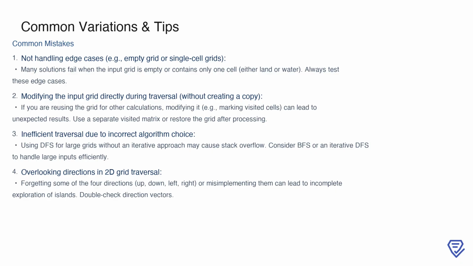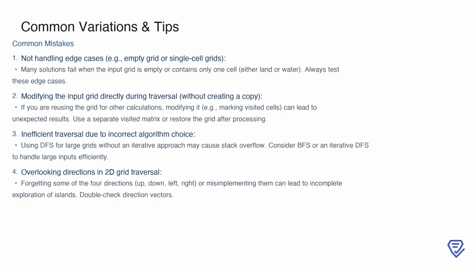Another frequent issue is modifying the grid directly during traversal without making a copy. If you need the grid for other calculations after processing, marking cells as visited directly can disrupt those calculations and lead to unexpected behavior. Instead, consider using a separate visited matrix or restoring the grid to its original state afterward. Additionally, using an inefficient traversal method can create problems, especially on large grids. Recursive DFS, for example, may result in a stack overflow for large inputs. In such cases, iterative DFS or BFS is a better choice.